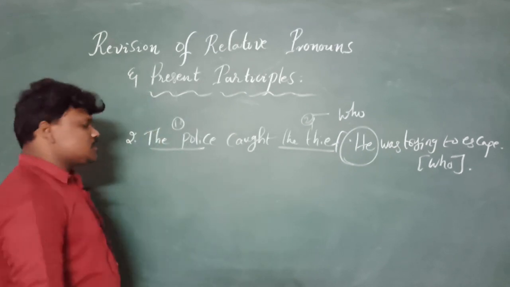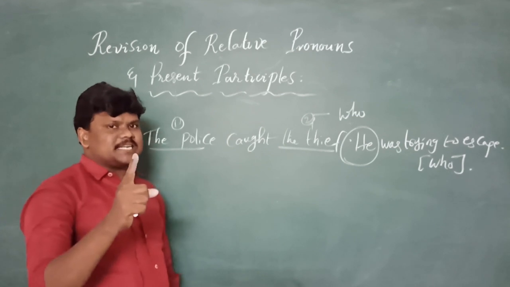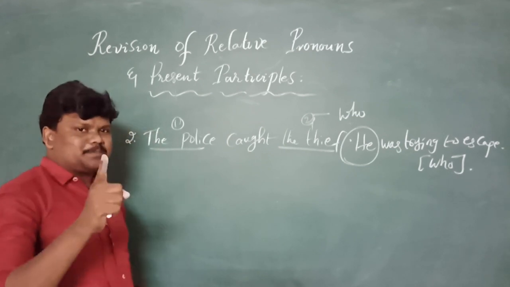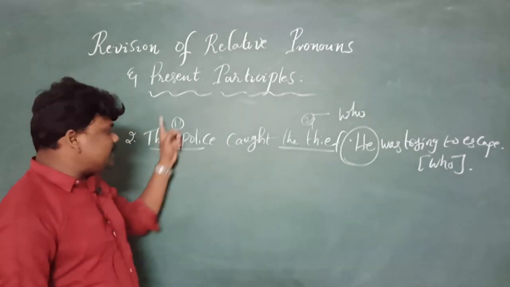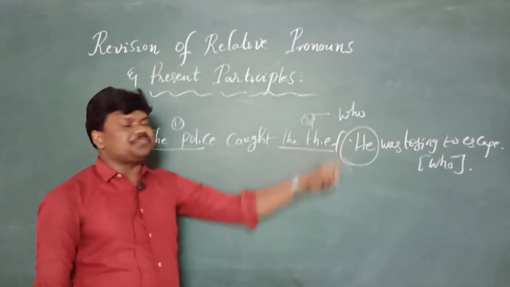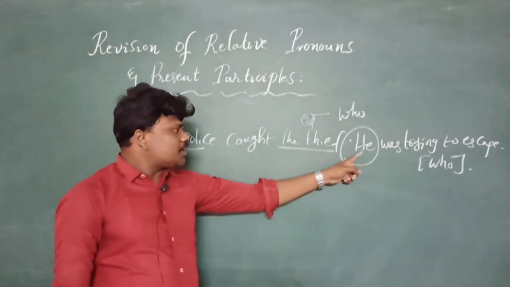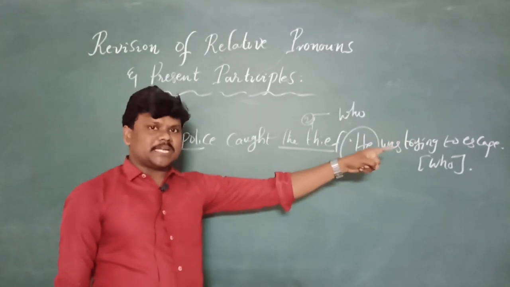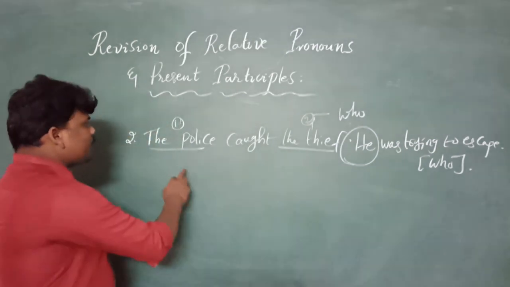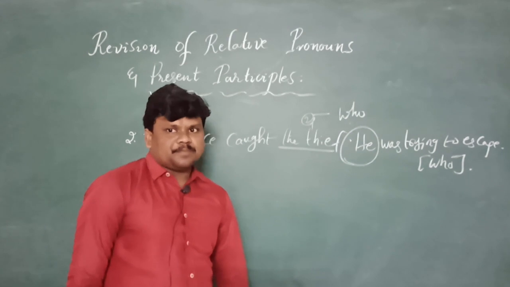Well, yes, so this might be the answer. If there is only one person in the first sentence, that one person immediately follows who. If there are two persons, the second person follows who. The remaining is as usual, my dear. Remove the pronoun, keep the full stop at the end of the sentence. Well, the police caught the thief who was trying to escape.